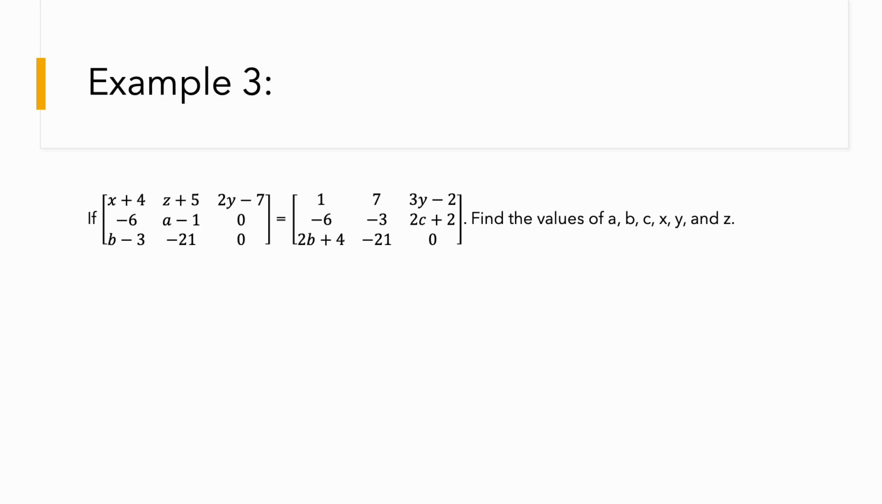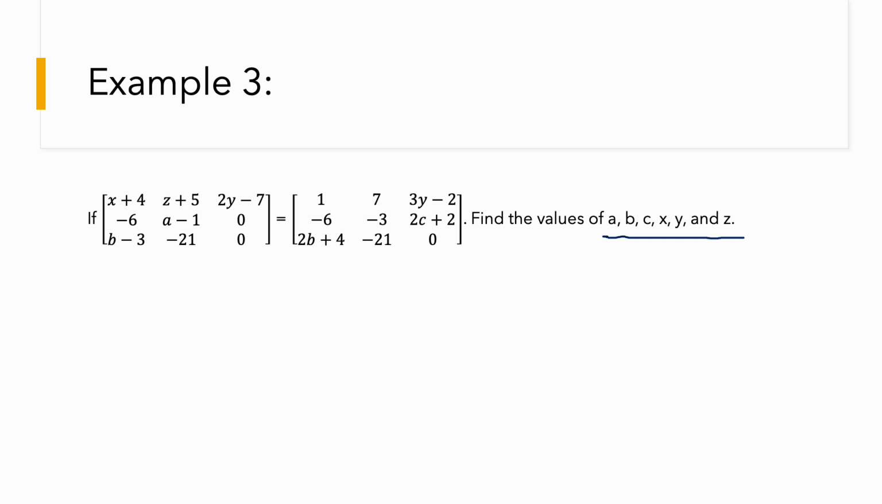Next, we have an example here where two matrices are given and these two matrices are equal to each other, and we have to find the values of a, b, c, x, y and z. So if you guys remember, for two matrices to be equal, their order has to be equal. So you can see both the matrices are of the order 3 by 3, and each corresponding element of matrix A has to be equal to the corresponding element of matrix B.